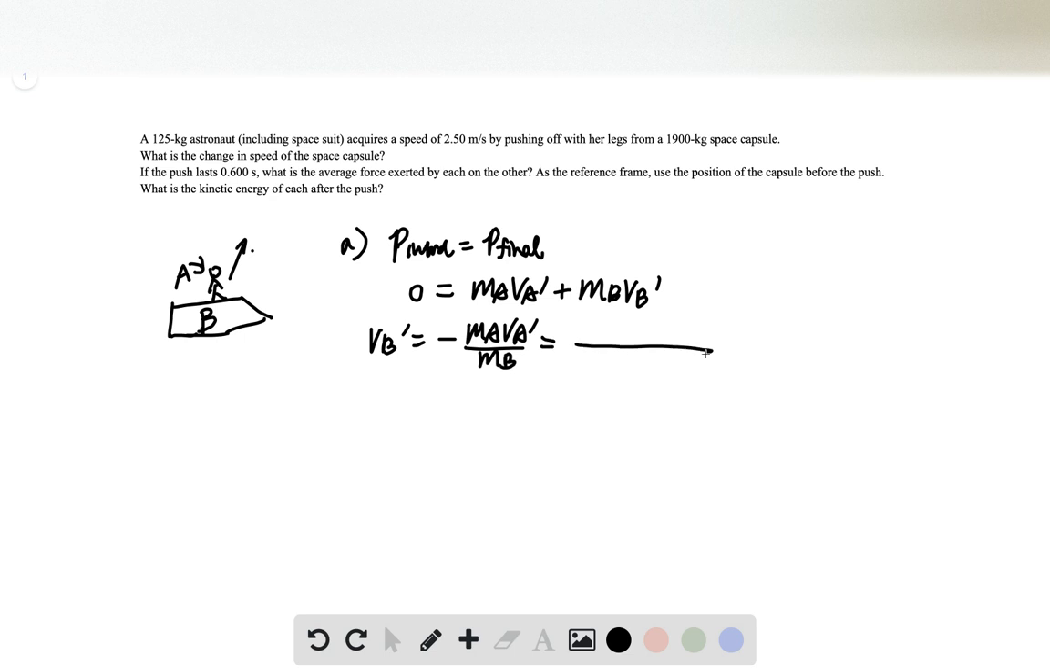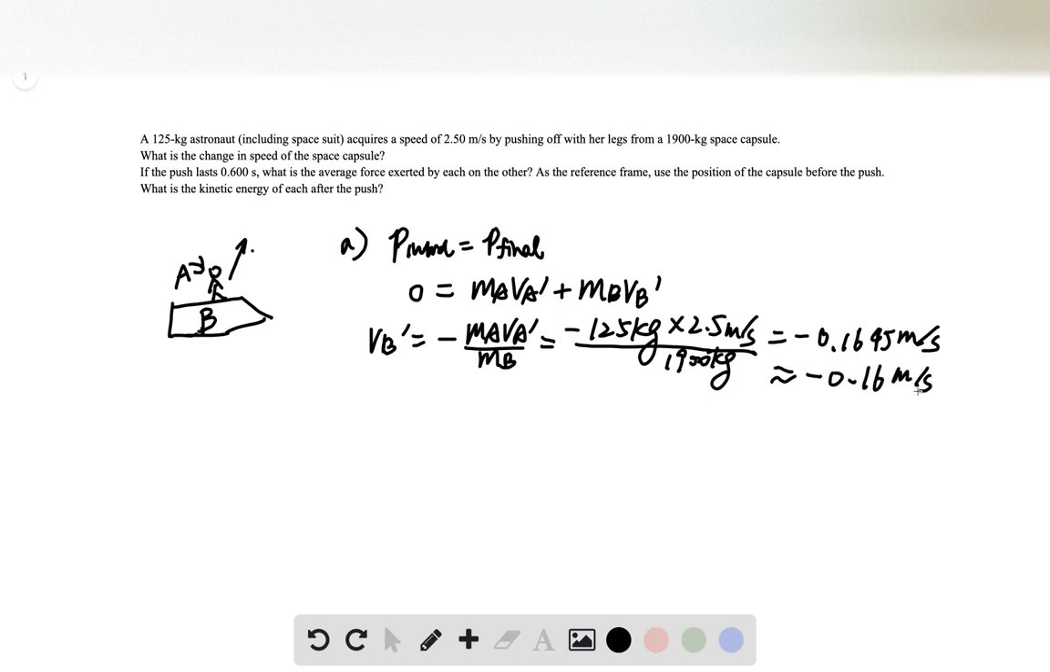And then we plug in the numbers. It's negative 125 kilogram times 2.5 meters per second over mb, which is 1900 kilogram. So this gives us negative 0.1645 meters per second. We don't need that many significant digits. We need to round it to negative 0.16 meters per second. So the space capsule will also move with a velocity of 0.16 meters per second, and the negative sign indicates that it will be moving in the opposite direction as the astronaut.